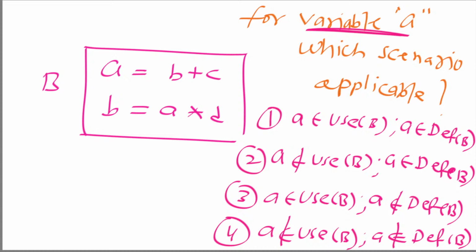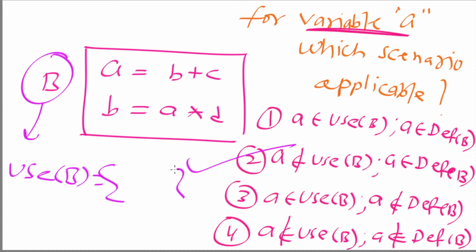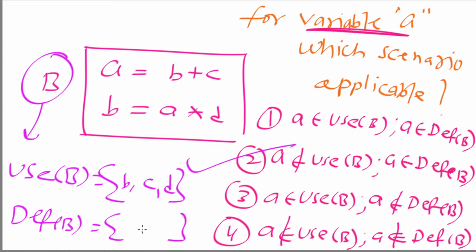You can notice that A is definitely defined, right? A is defined, but A is not used. So the answer is option B. Yes or no? Because you can notice for this basic block, what are the used variables? The used variables are B, C, B, C, D. And the defined variables are A, B. Is it clear to everyone?